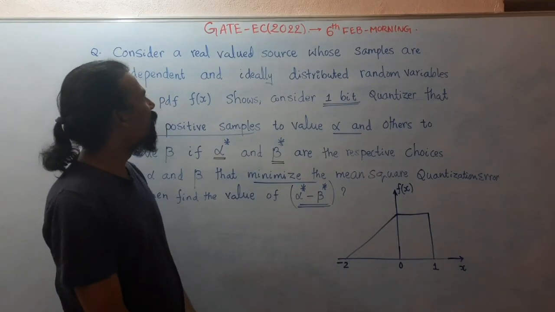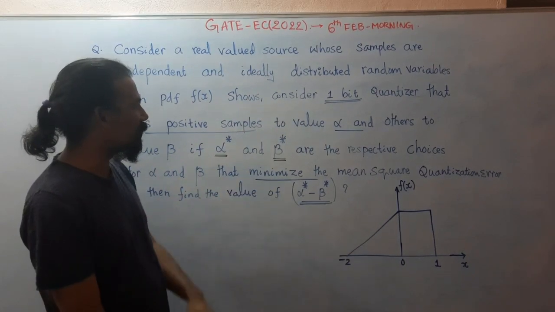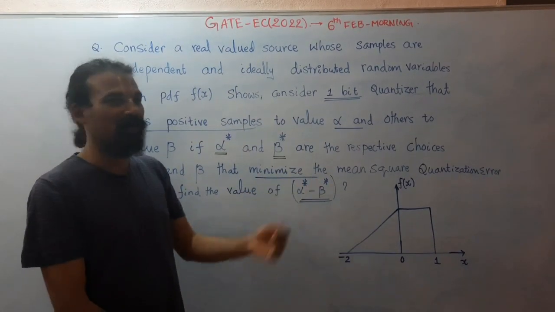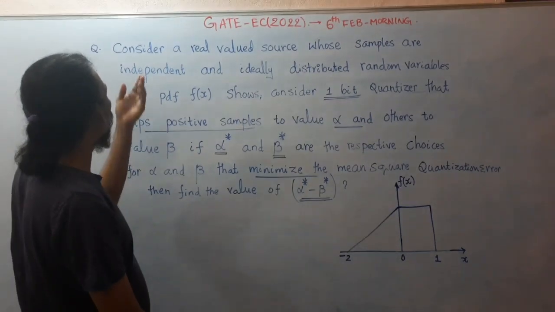Hi friends, this is the GATE 2012 2 marks question in digital communication, in the optimum quantizer concept. It is very simple. First, see the question.